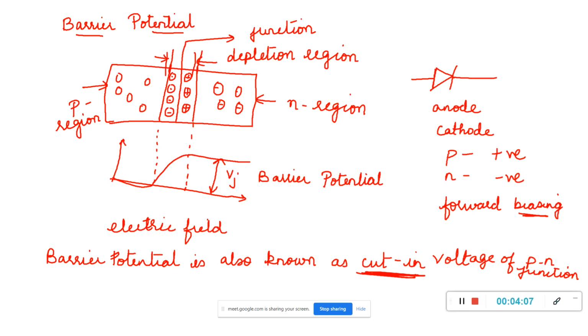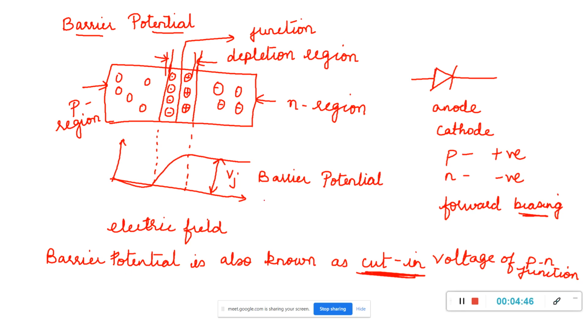This barrier potential depends on several parameters. First, the type of semiconductor used. Second, the impurity added, whether it is a trivalent impurity or a pentavalent impurity, which type of impurity we add to change the characteristics of the intrinsic semiconductor. Next, the acceptor impurity added. The barrier potential also depends on the temperature, and on the intrinsic concentration.